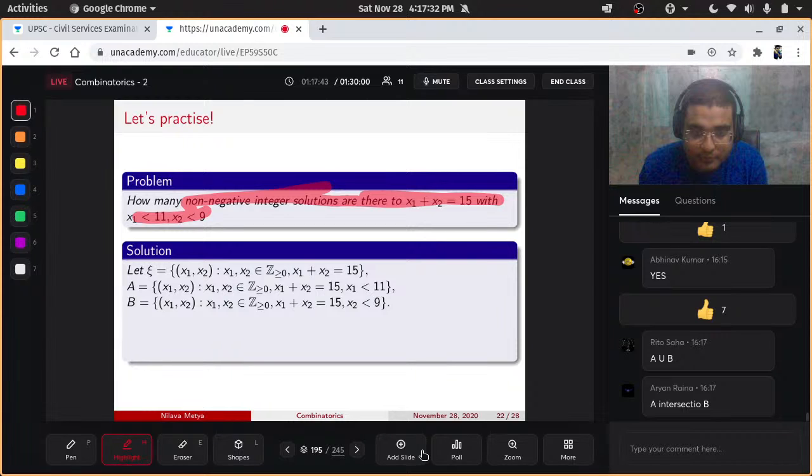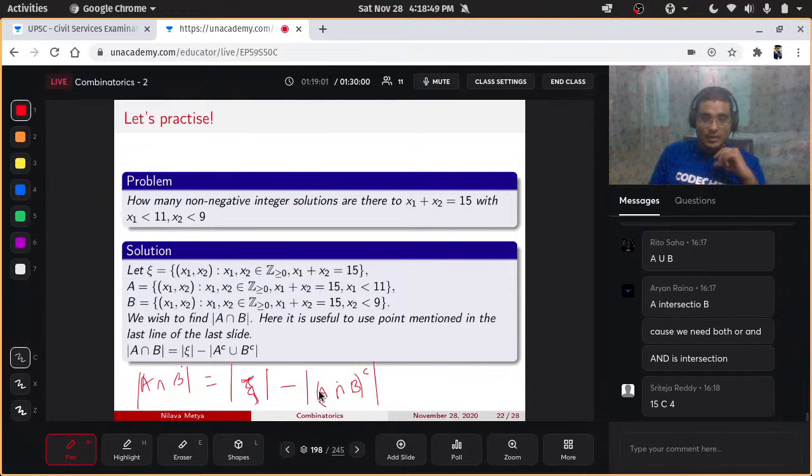Now we use what we had stated in the last slide. The cardinality of A intersection B is basically this. Maybe I should make a step. A intersection B is Xi minus the whole complement of A intersection B, but this thing is, by De Morgan's law, A complement union B complement. My pen is not working properly. Now what do we do? On this part, we apply the inclusion exclusion principle.